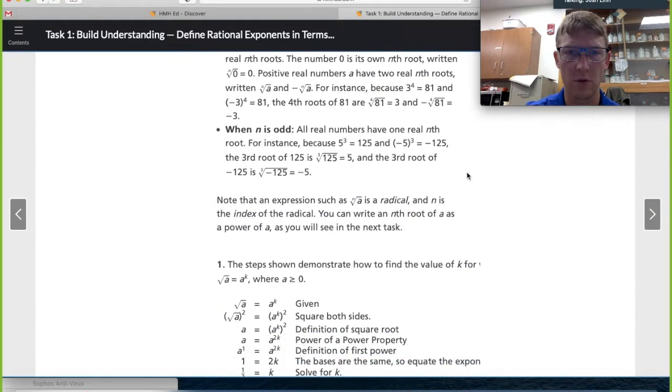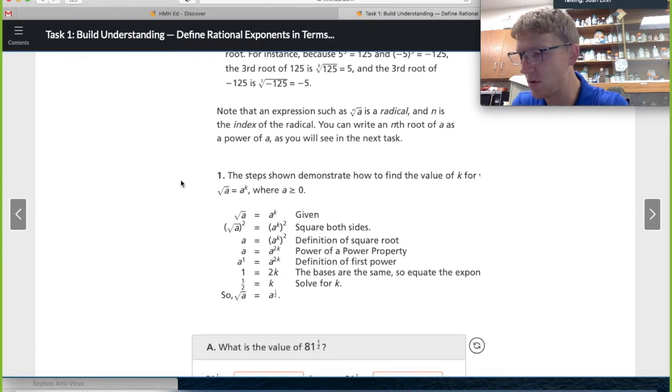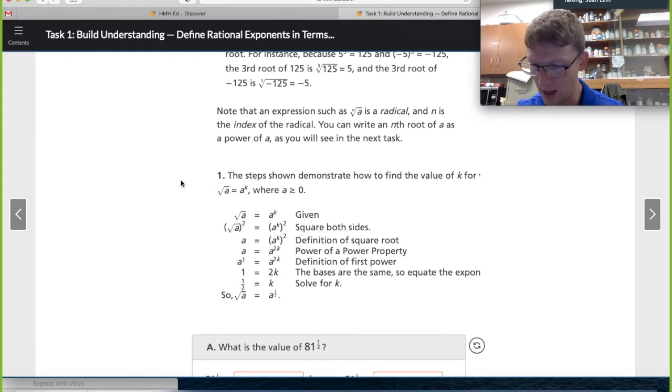So then we scroll down here, and we've got this interesting kind of question. The steps shown demonstrate how to find the value of k for the square root of a equals a to the power of k. So, oh, come on, pencil.